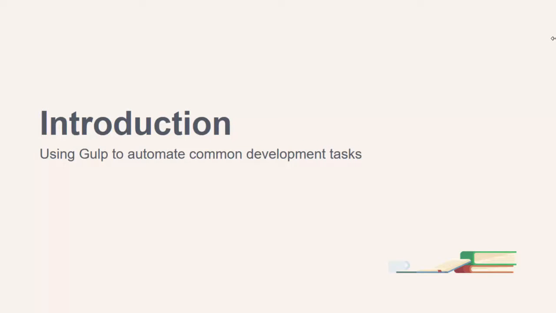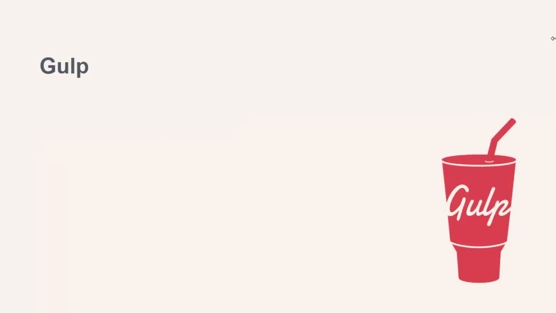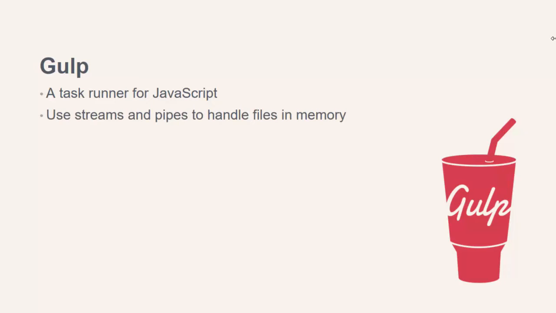Hi folks, in this course we're going to see how we can use Gulp to automate some very common web development tasks. Gulp is a task runner for JavaScript, similar conceptually to other task runners such as Grunt. Gulp describes itself as a streaming build system, and what that means is that it uses streams and pipes to process files and pass the results to the next task in memory, without needing to create any intermediary files. This makes Gulp extremely fast.